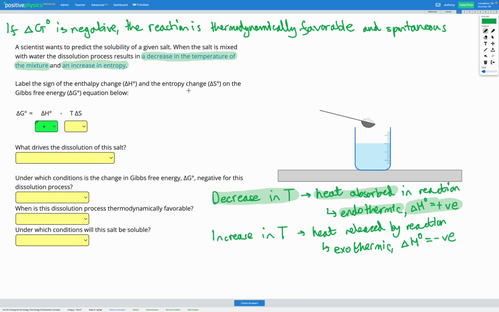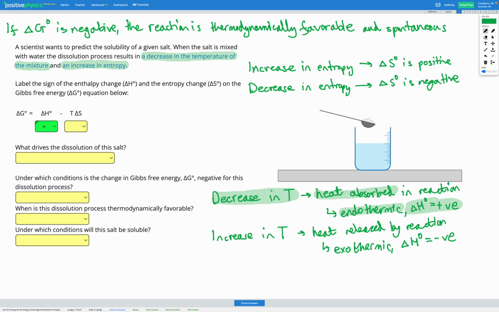We're also told we have an increase in entropy. An increase in entropy, that means that our delta S naught is positive. Because we had a positive change. If we have a decrease in entropy, that means our delta S naught is negative because we've had a negative change. In this situation, we're told we have an increase in entropy. So that's telling us delta S naught is positive. So again, we can fill that in over here.